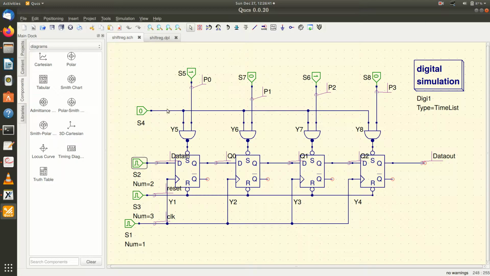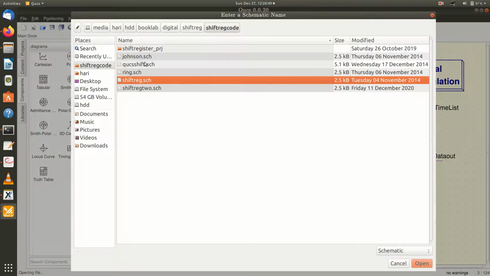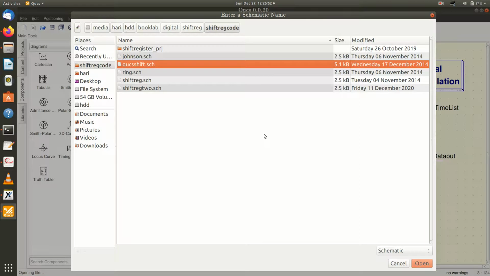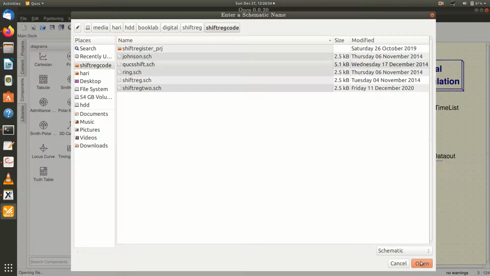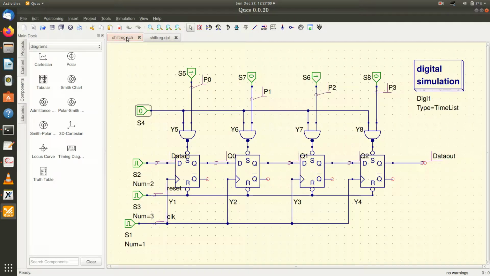Now, this terminal is disabled because the preset enable is now disabled, so these parallel inputs have no role here. Only this data input is given, and you can see serial in, parallel out and serial in, serial out operations.